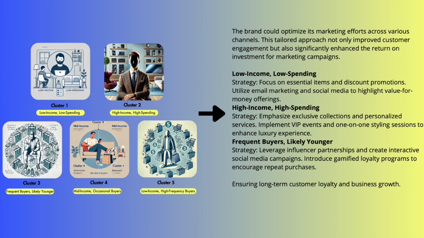Low-income, low-spending strategy: focus on essential items and discount promotions. Utilize email marketing and social media to highlight value-for-money offerings. High-income, high-spending strategy: emphasize exclusive collections and personalized service. Implement VIP events and one-on-one styling sessions to enhance the luxury experience. Frequent buyers, likely younger, strategy: leverage influencer partnerships and create interactive social media campaigns, introducing a gamified loyalty program to encourage repeat purchases.